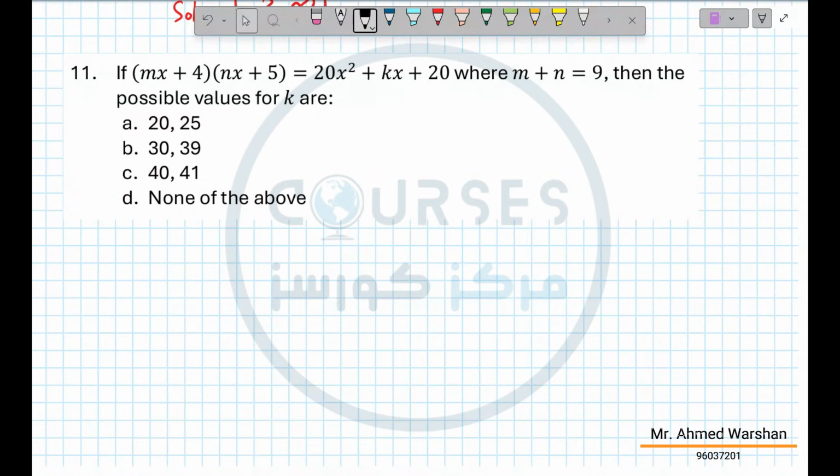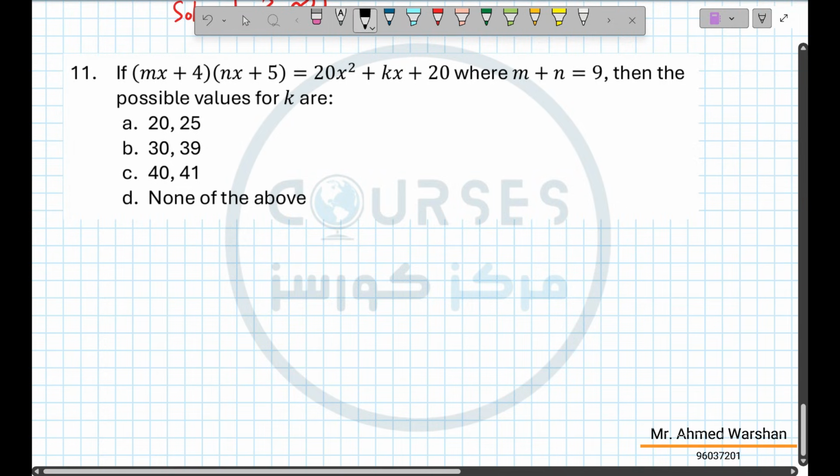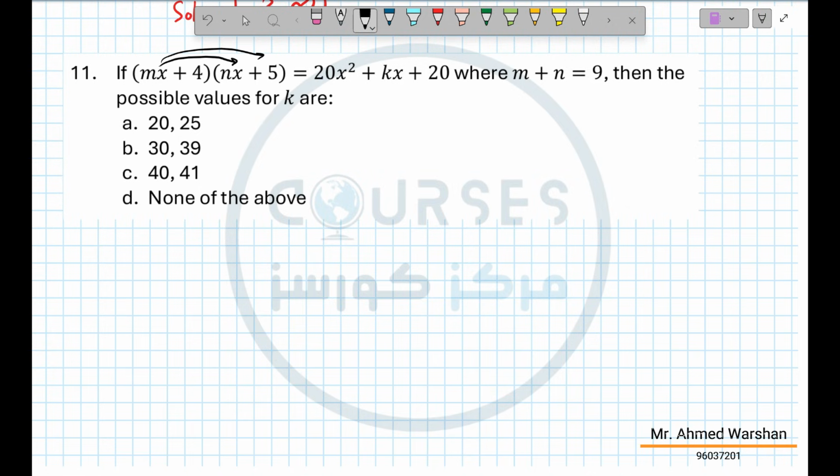Okay, in this problem, if mx plus 4 times nx plus 5 equal 20x squared plus kx plus 20, where m plus n equals 9, then the possible values for k are. Okay, so the first thing you can think about is you want to multiply these. So first times first, first times second, second times first, and second times second. So let's take it slowly and see how it goes.